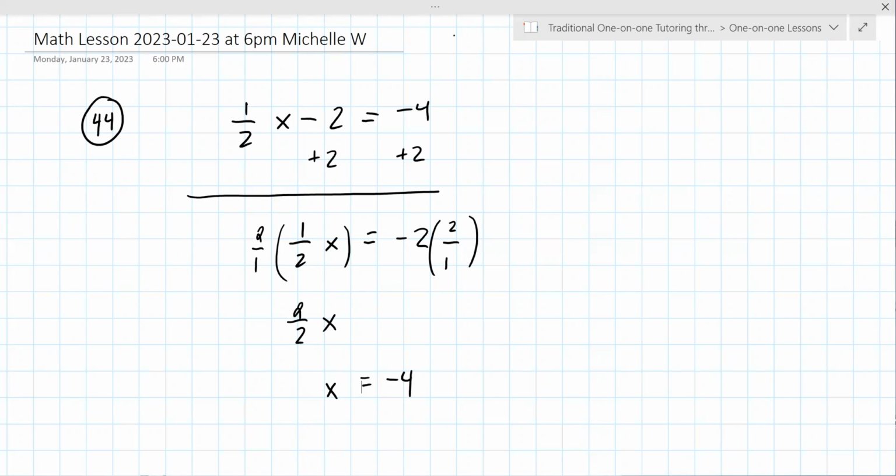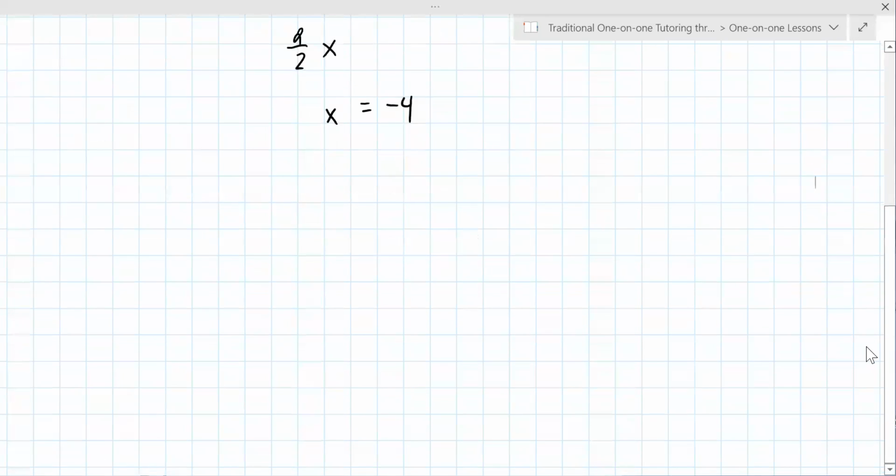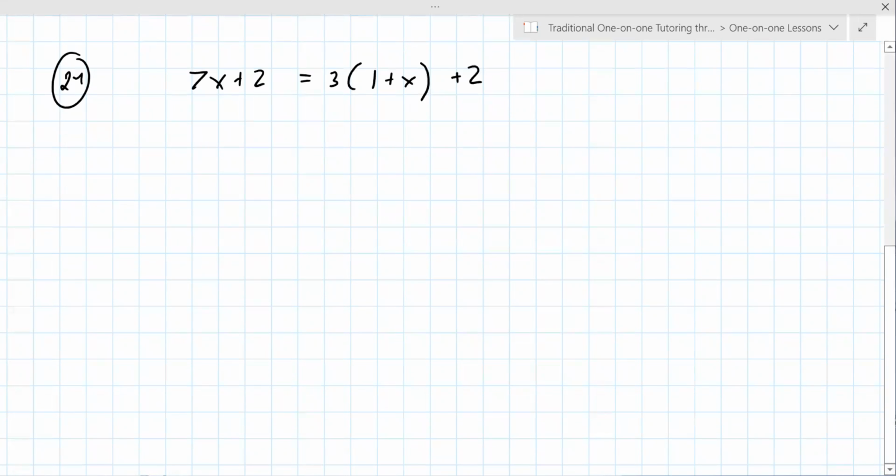So let's go to the next problem that you have an asterisk next to. Looks like it's number 24. Number 24 here. So we've got 7x plus 2 equals 3 times (1 plus x) plus 2. So a little bit more complicated. You've got variables on both sides. You also have this 3 on the outside. So you want to distribute that first. 3 times 1, that's 3, plus 3 times 1x is 3x, plus 2.